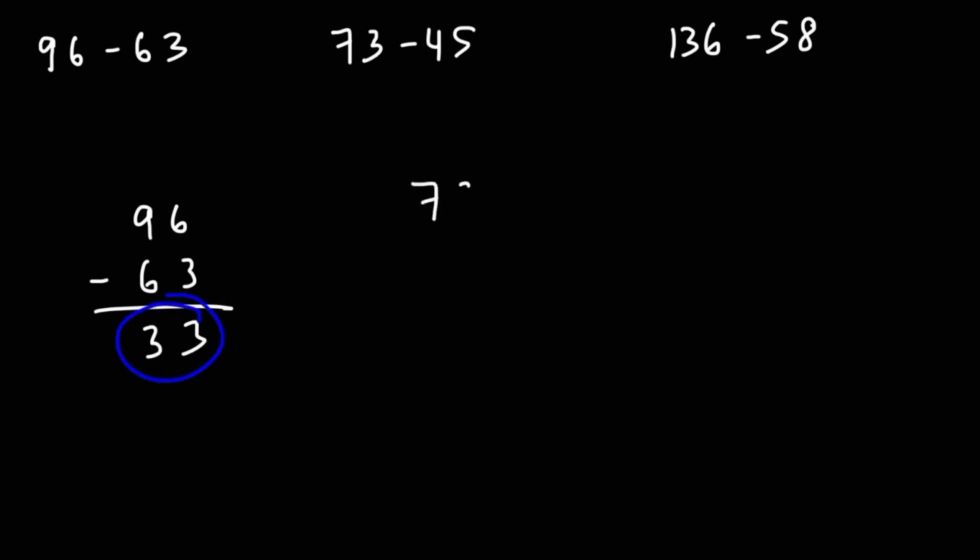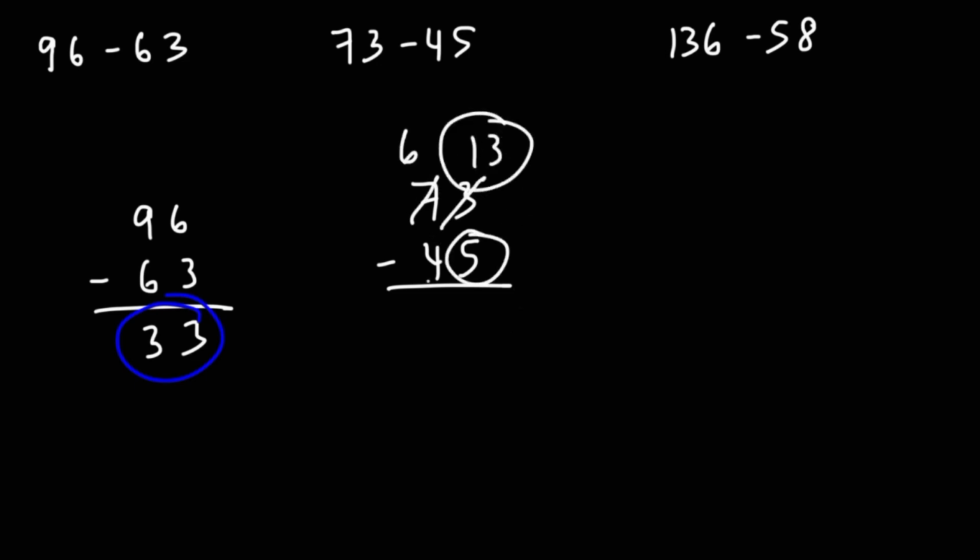Now for the second example, this one is different. So we're going to take the top number subtracted by the bottom number. 3 minus 5 is a negative number, so we need to do something different here. What we're going to do is borrow a 1 from the 7. So the 7 becomes a 6, the 3 becomes 13. Now we can subtract 13 by 5, which is 8. And then we can subtract 6 by 4, which is 2. So we have the answer. 73 minus 45 is 28, and you can confirm that with the calculator.